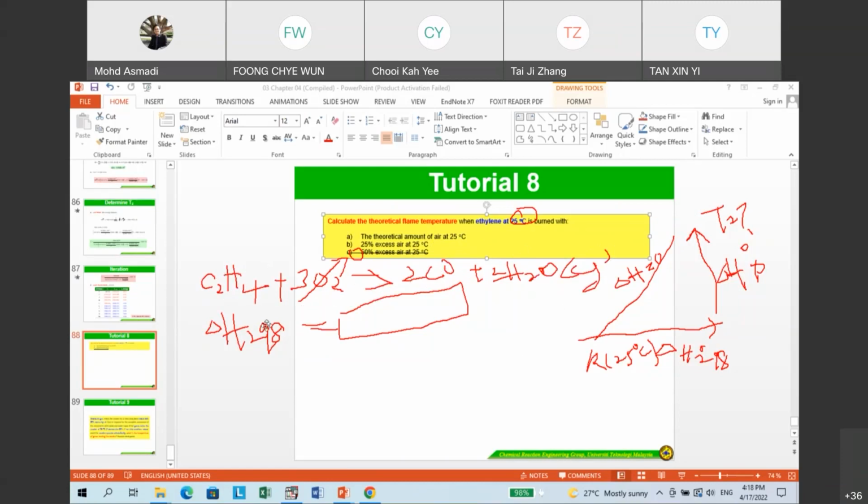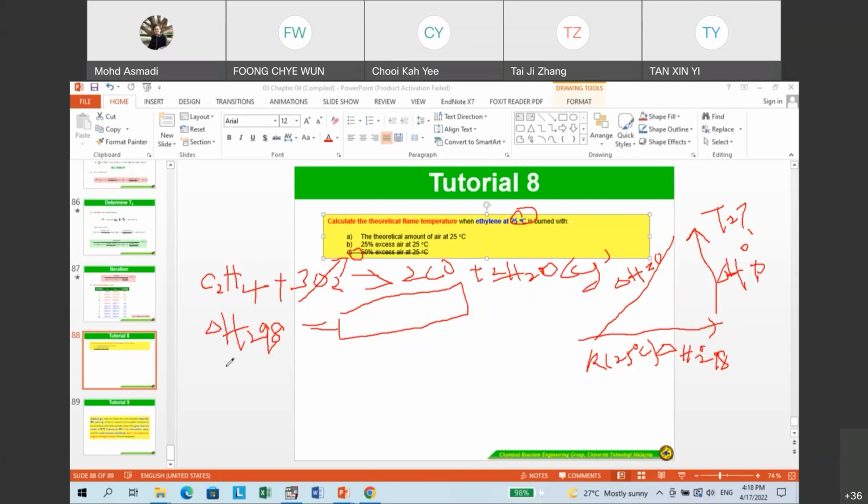Okay, so please find delta H298. The number of moles: the theoretical amount of air at 25 degrees C means that 1 mole of ethylene reacts with 3 moles of oxygen. Of course it is burned in the presence of air, meaning you also have to calculate the number of moles of nitrogen.